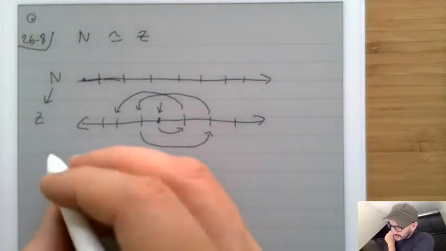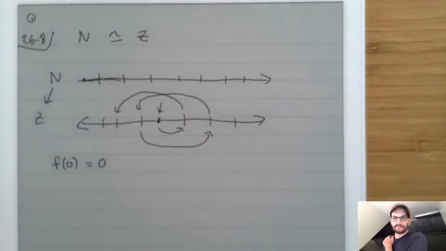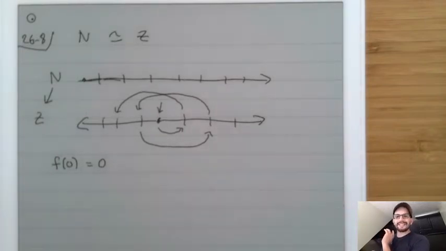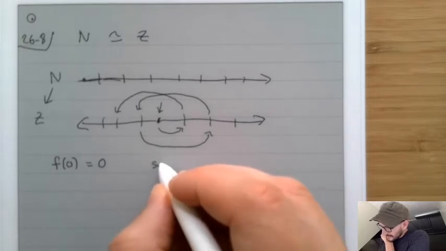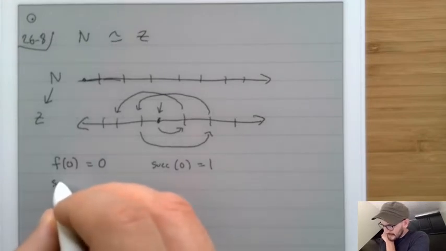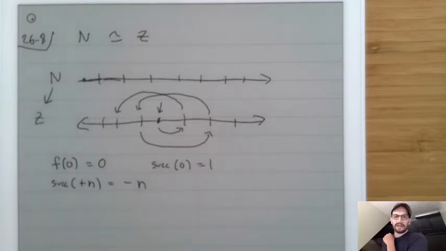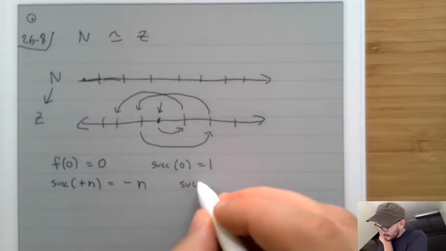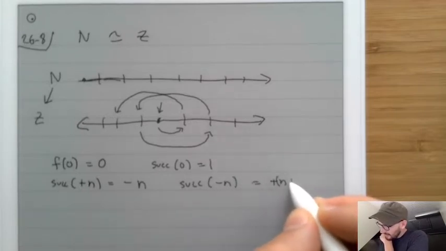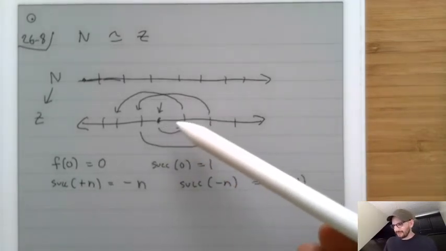Okay? So what we'll do is we'll say that the first number, that is f of 0, is equal to 0. Right? Then we can say, what is the next one? Okay? So we'll say that the successor of 0 is 1. And we'll say that the successor of any positive number n is equal to the negative version of that number n. And then we'll say that the successor of any negative number n is equal to the positive number n plus 1.